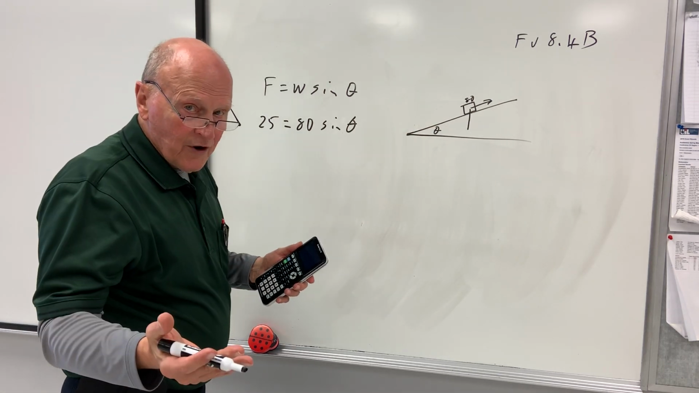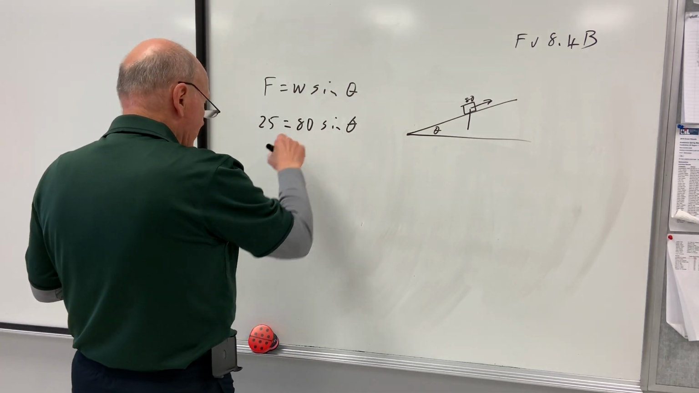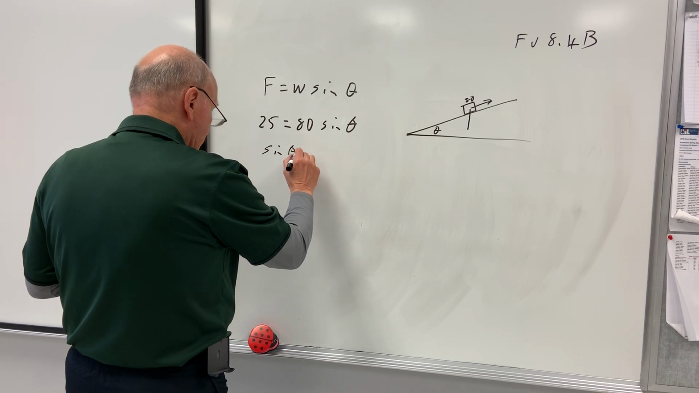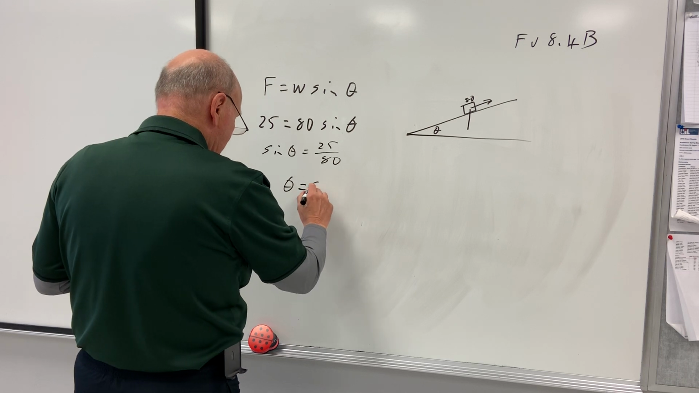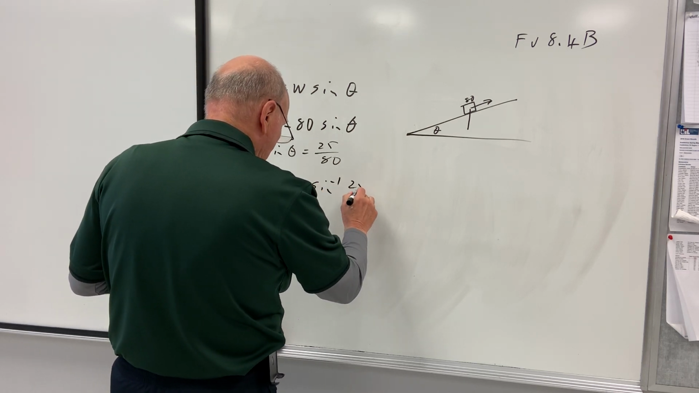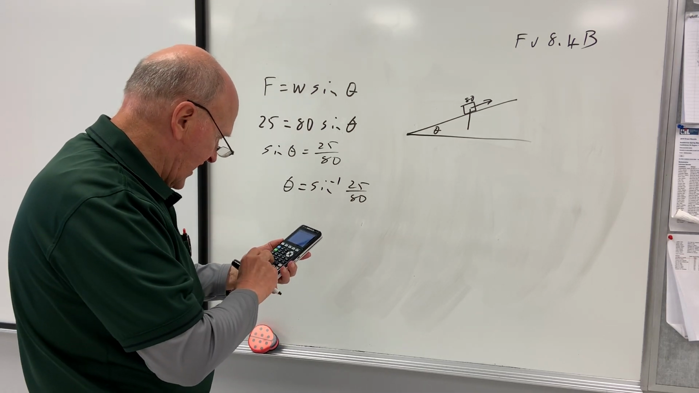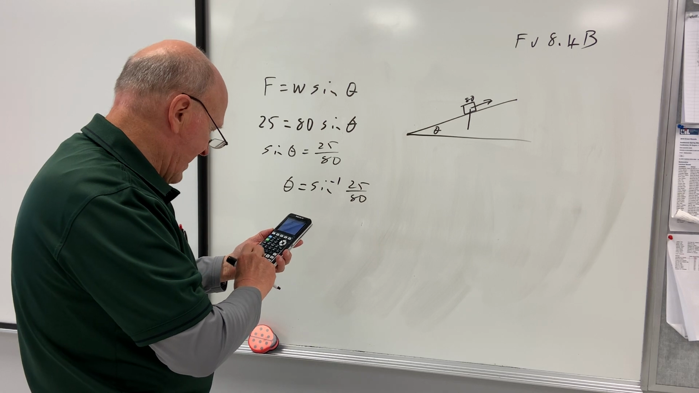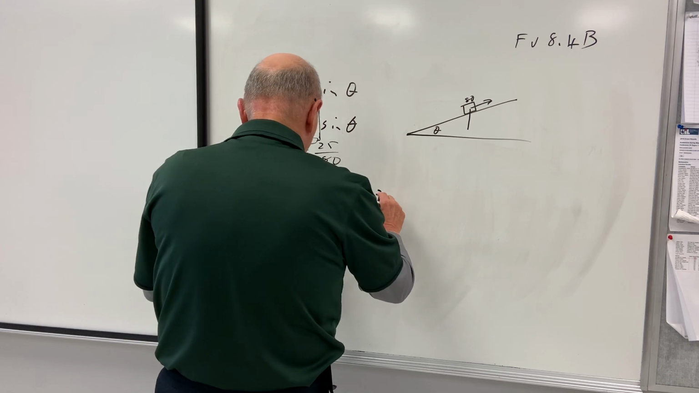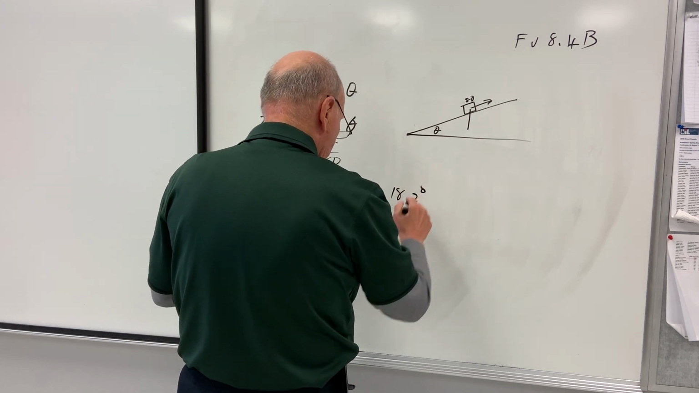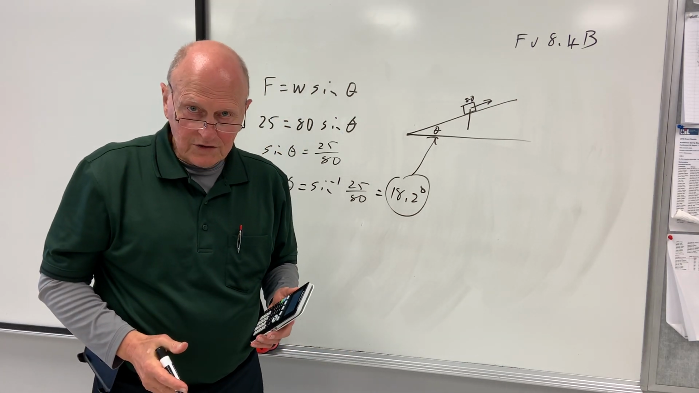Now I can go to Math Solver again. Since we did that a while ago, let's do it without Math Solver this time. I'm going to divide both sides by 80. So sine theta is equal to 25 divided by 80, implying that theta is arc sine of 25 over 80. So I take my calculator and I go second sine, and I go 25 divided by 80, and I hit enter, and I see that this thing is about 18.2 degrees. So I see that theta right here is about 18.2 degrees.